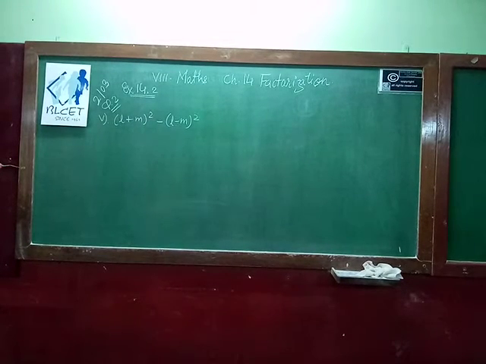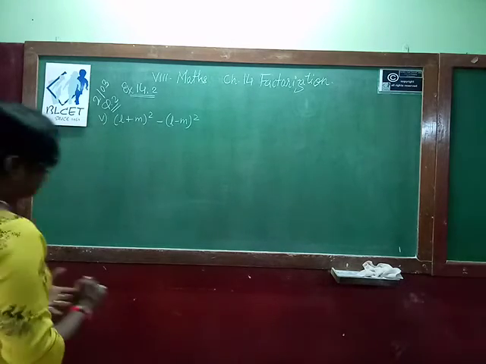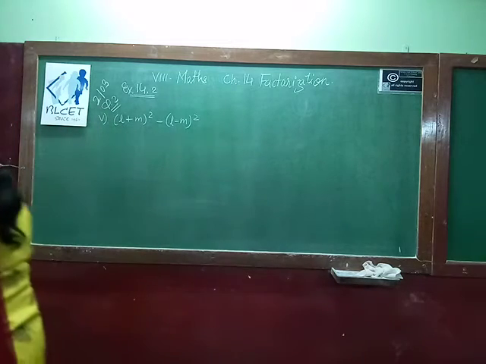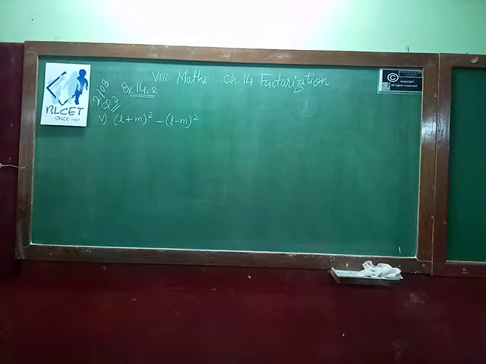Good afternoon, students. So let's start with question number 5. The fourth question we have completed. Now, the question is (l plus m) whole square minus (l minus m) whole square.